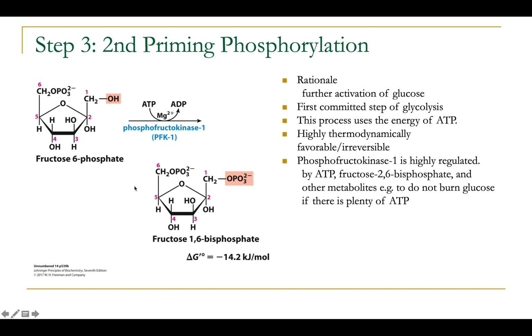Step 3 is also called the commitment step. At this step, the cell decides whether it wants to burn more glucose in the glycolytic pathway or not, because this step is irreversible. Because of that, phosphofructokinase is a highly regulated enzyme. It is regulated by energy availability through the allosteric regulation by ATP and other metabolites sensing cellular energy balance.